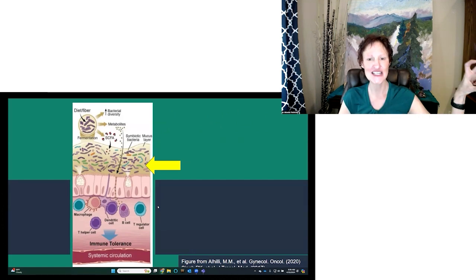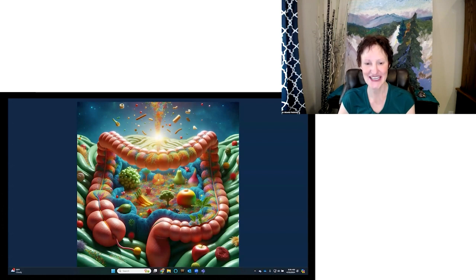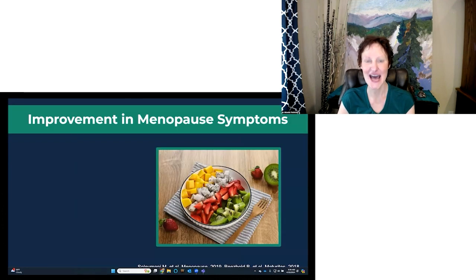That mucus layer is nice and thick. And what is in the intestine is actually moving all the way through and not seeping through. And your intestine, when it has your microbiome, when it is eating a whole food, plant forward, plant predominant diet, it is happy. We also see an improvement in menopause symptoms.